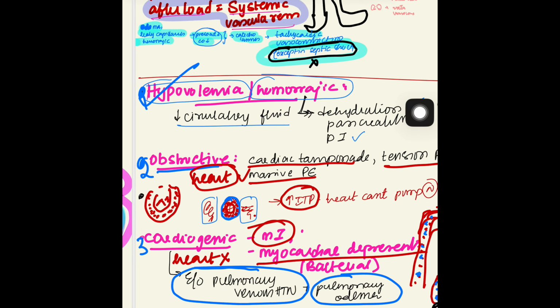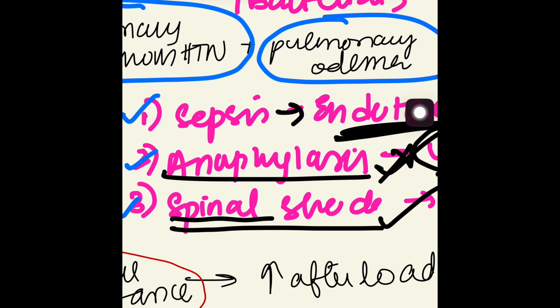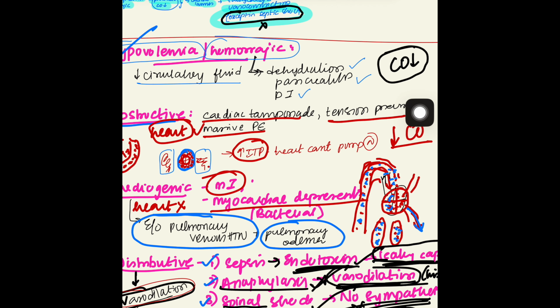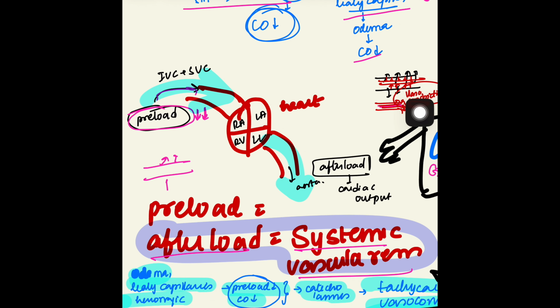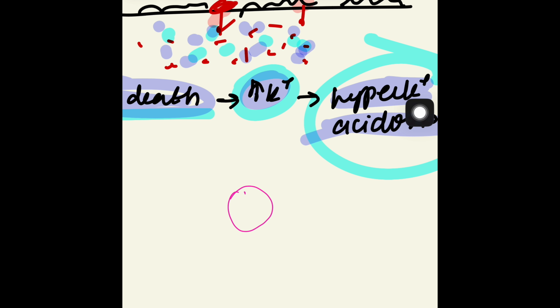So whenever vasodilatation happens, systemic vascular resistance decreases and the afterload increases. Now what is the afterload? This afterload is nothing but your cardiac output. So now let's see again. So imagine the heart. Preload is the amount of blood coming into the heart. This is afterload, which is nothing but your cardiac output, the amount of blood going out.